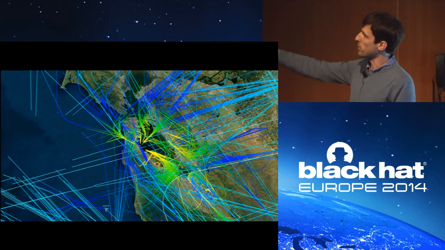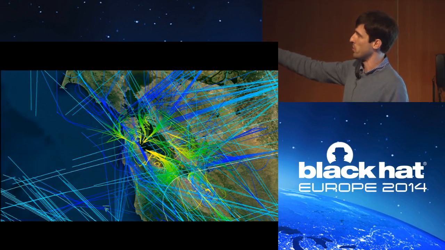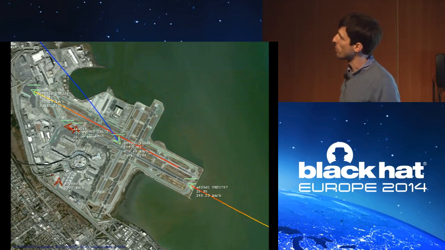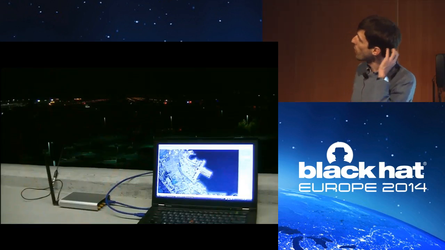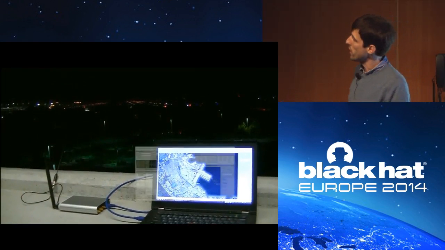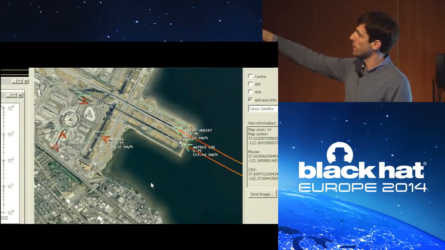And what's cool is that you can build up the map of the flight trails over time, and the color coding there is altitude, so as they come in, you can see they change color. This is actually a close-up of the runways at San Francisco Airport. I went there one night with a B-210 and set the system up. Here you can see two planes coming in on a parallel landing.